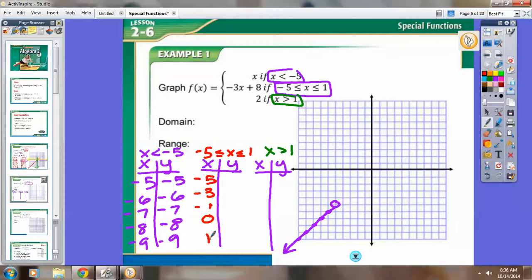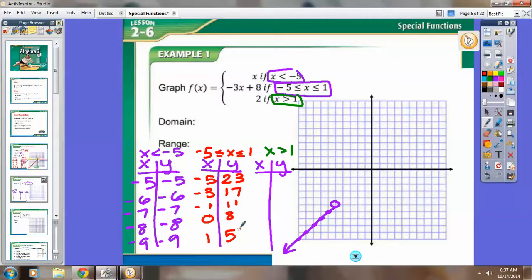Let's put -5 in. -3 times -5? 15 and 15 plus 8? 23. Put -3 in. -3 times -3 is 9, and 9 plus 8? 17. Put -1 in. -3 times -1 is 3, and 3 plus 8? 11. Put 0 in. 8. Put 1 in. 5.